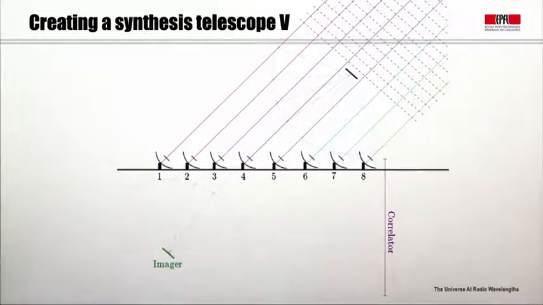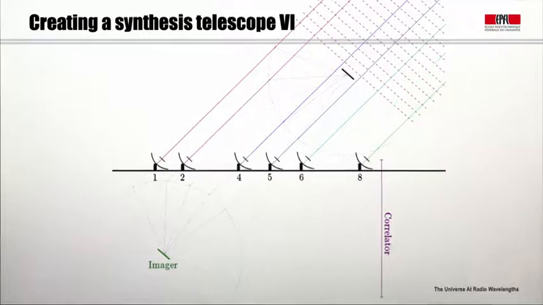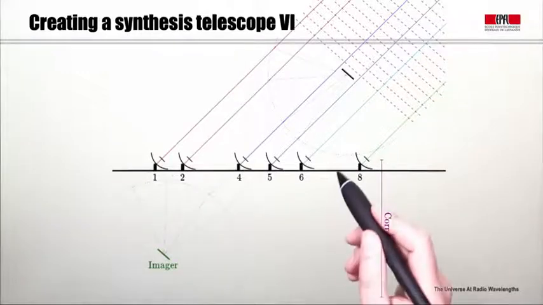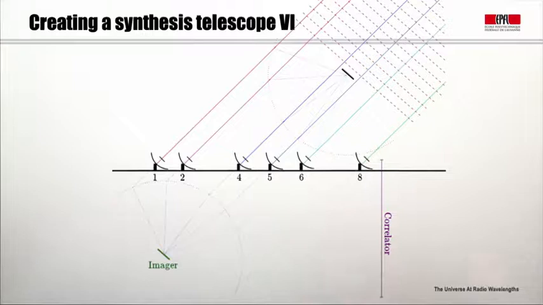And for the final trick, let's remove some dishes. Here and here and here, then we have a sparser array, and it's cheaper to build. Because, as we'll see later, with some clever mathematics, we can almost make up for the absence of these dishes.